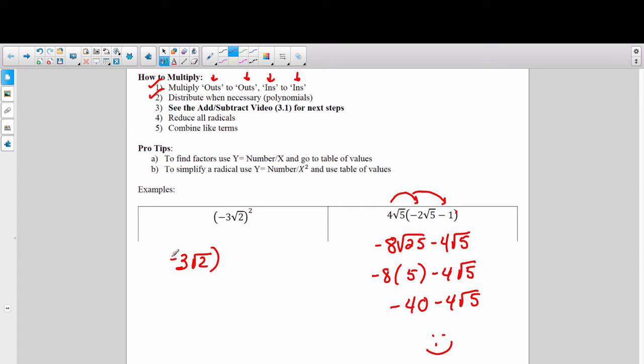Okay, so for this one, this squaring of a parentheses means do it twice. So 3 radical 2 times negative 3 radical 2. When you distribute these two against each other, outs to outs would be positive 9. Inside to inside would be radical 4. So what do you have? 9 times 2. 18. Final answer.